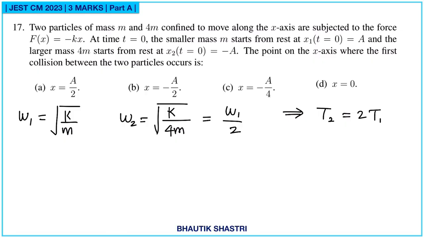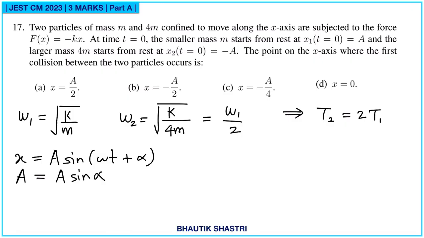Now we'll write the expression for x. x is A sin(omega t plus alpha), and here it is given that x is equal to A when t is equal to 0. So we have A sin alpha, so sin alpha is equal to 1, so alpha is pi by 2. So this will be sin(omega t plus pi by 2). Solving this, we'll get the expression for x.